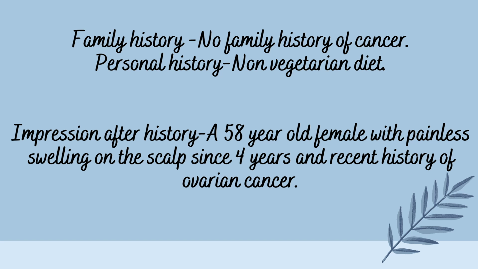If any family history of cancer is there, then this might be associated with some kind of malignancy, because the patient will have increased chances of cancer, no? Then personal history: the person is on a non-vegetarian diet. You ask about bowel and bladder, sleep, and any addictions. Then impression after history. After history, what impression are you getting?